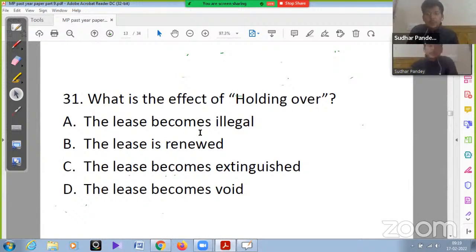What is the meaning of holding over? Suppose the notice of termination, the notice of determination of lease, has been given to the opposite party. But after getting that notice, the opposite party continues to take possession of that leased property and continues payment of rent. And the lessor, who has given that property on lease, keeps accepting that rent. So it will be considered as holding over. Its effect will be that the lease is renewed.